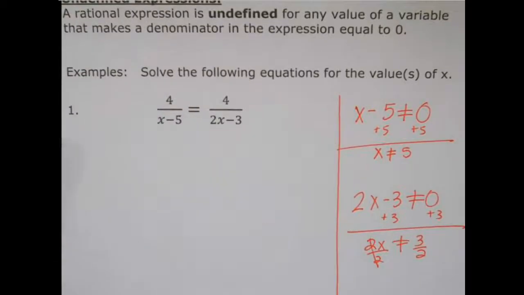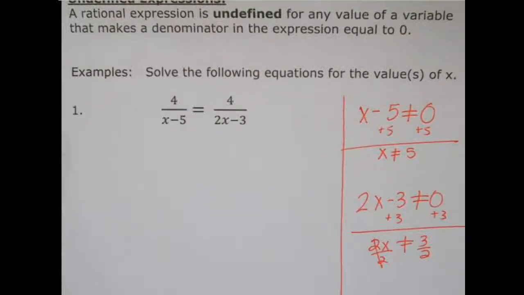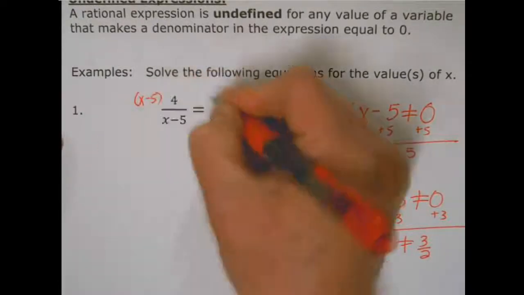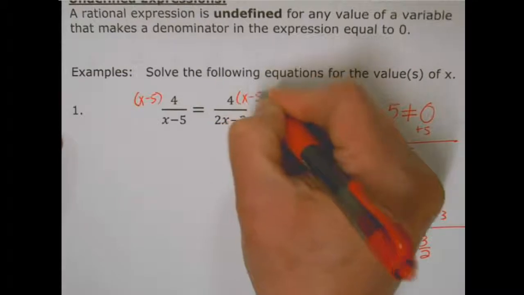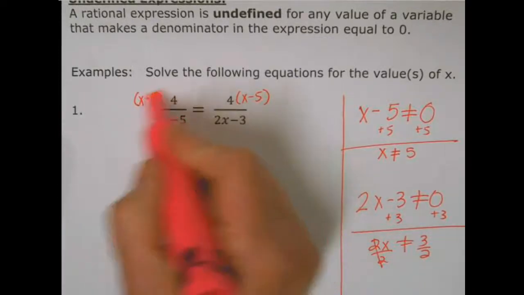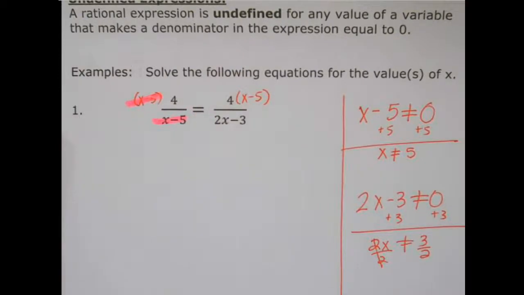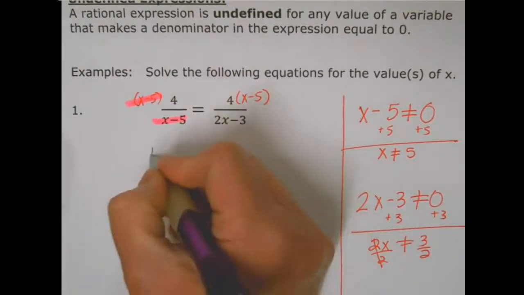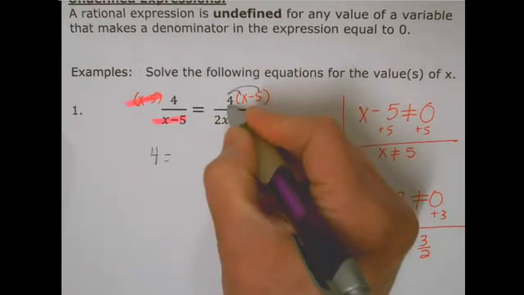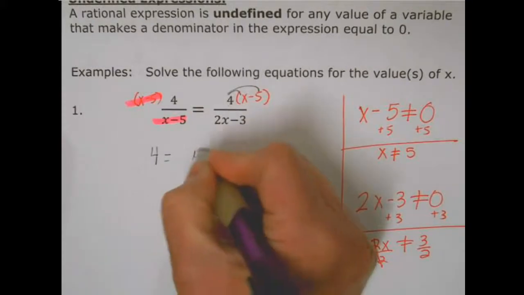So up here, we're going to get rid of the denominators. I am going to multiply both sides of the equation by X minus 5. Where did I get this X minus 5? There's the first denominator. I multiply it so that I can cancel out that first denominator. So those cancel out, and I have 4. This 4 over here distributes.